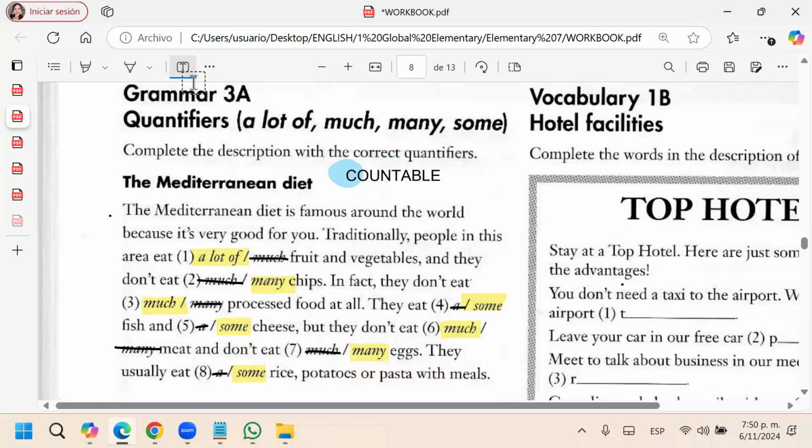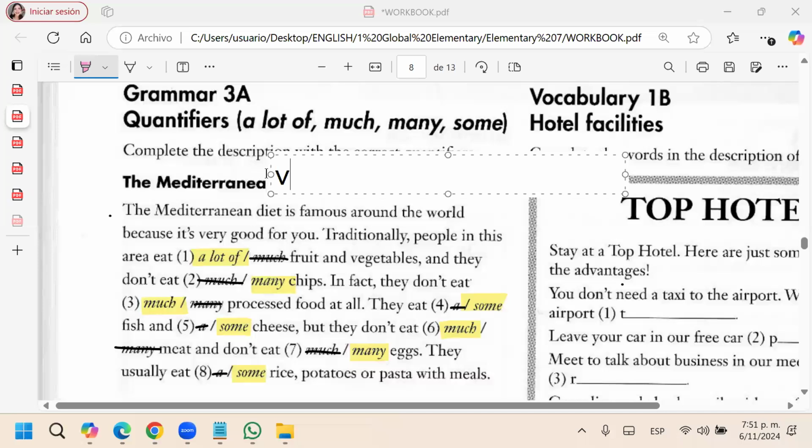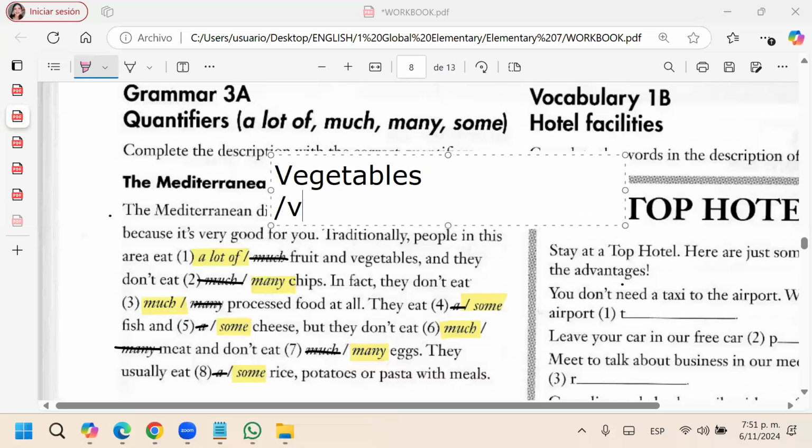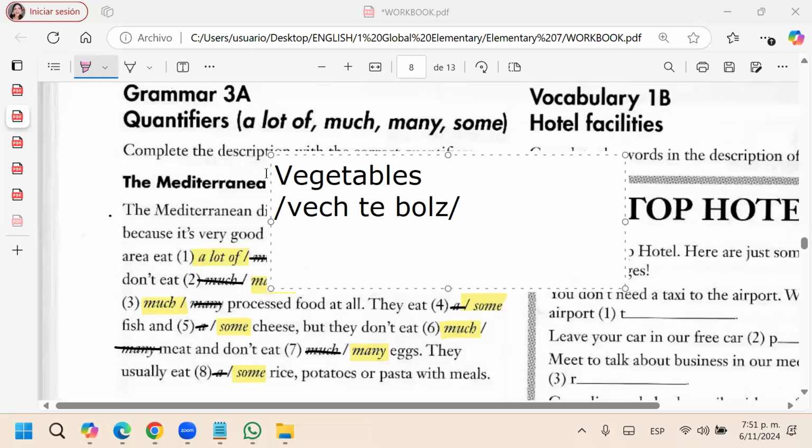Countable food. Tell me, what countable food do you see here in the paragraph? Fish. Fish is uncountable. Vegetables. Veggies. Let me show you the pronunciation. Vegetable has 4 syllables. Vegetables, but the pronunciation only has 3.